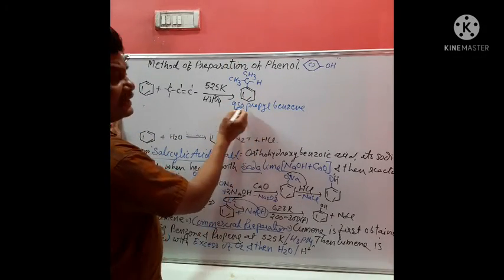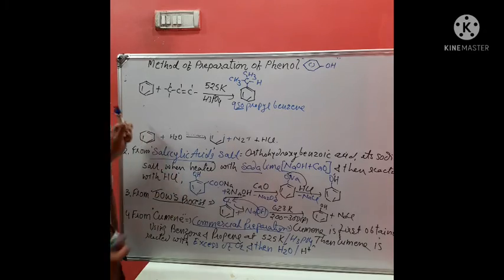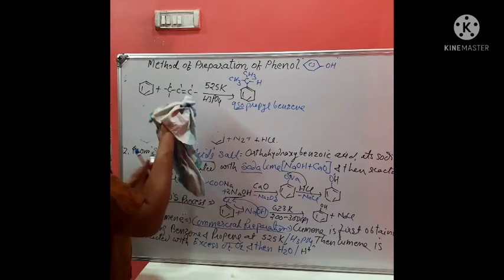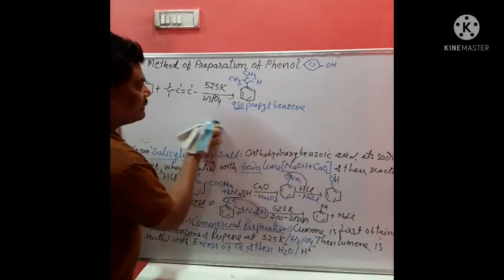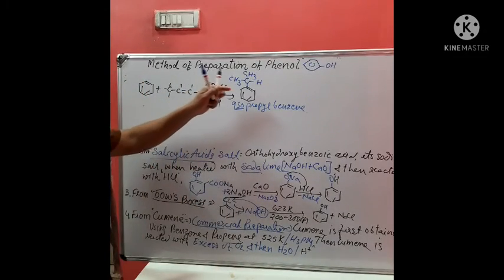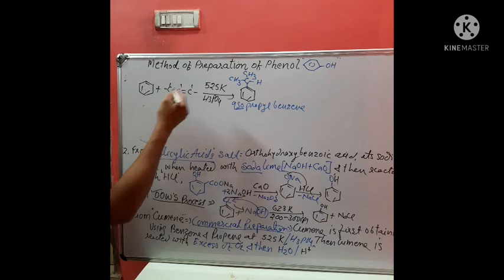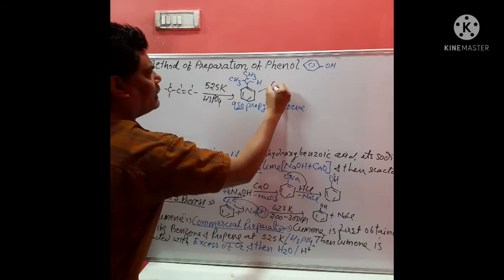But remember, it is attached with which number carbon? The second carbon atom of benzene. Okay. Therefore, it is called isopropyl. Now, in the next step, this isopropyl compound is called cumene.